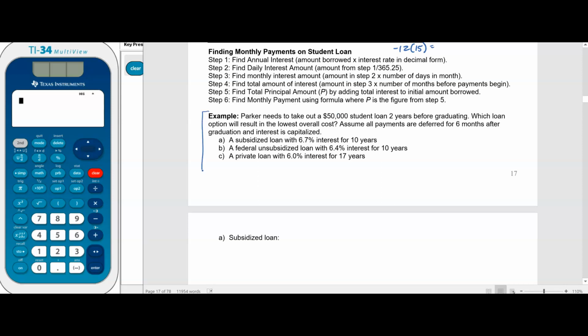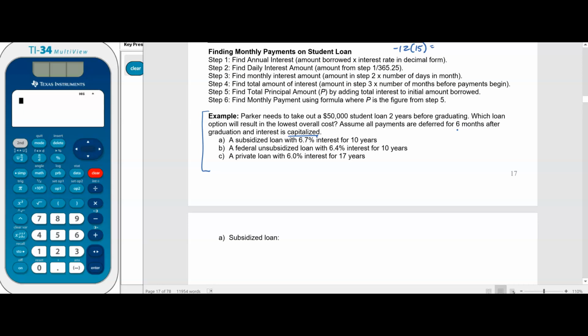So I'm right down here where it says Parker needs to take out a $50,000 student loan 2 years before graduating. Which loan option will result in the lowest overall cost? Assume all payments are deferred for 6 months after graduation and interest is capitalized. So let's just review. Interest is capitalized means that the student is not paying any interest while they're in school. So interest is accruing or adding up while they're in school.